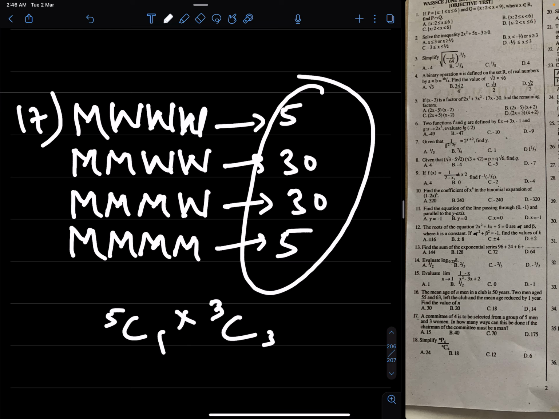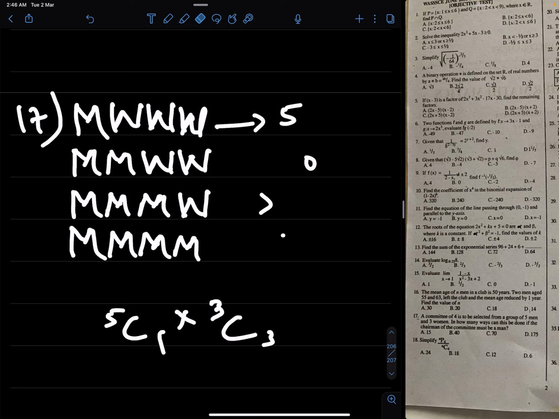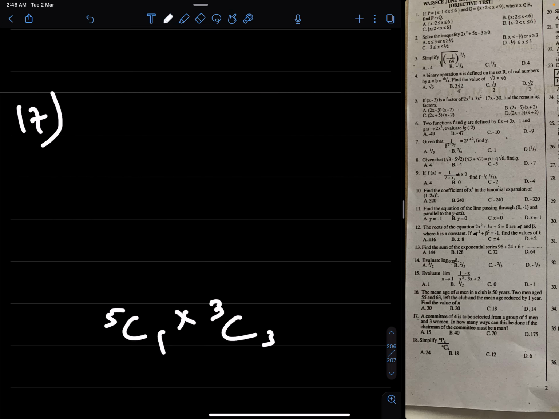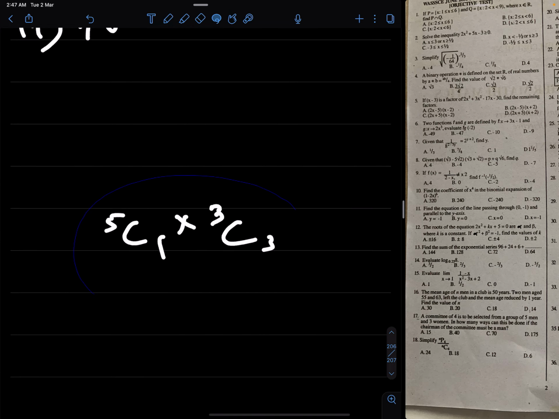So the total number of ways is the sum of all of these: 5 plus 30 plus 30 plus 5, which is 70. So the number of ways of arranging them such that the chairman is a man is 70. And now to the next very quickly.